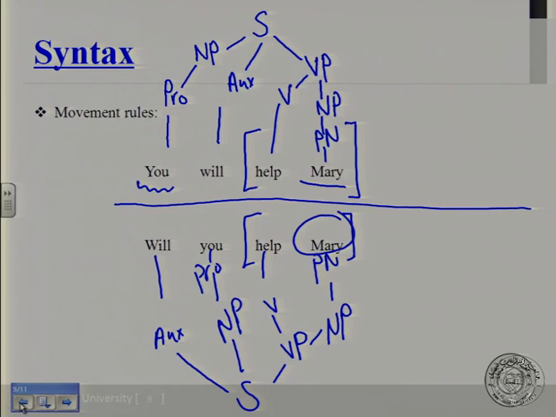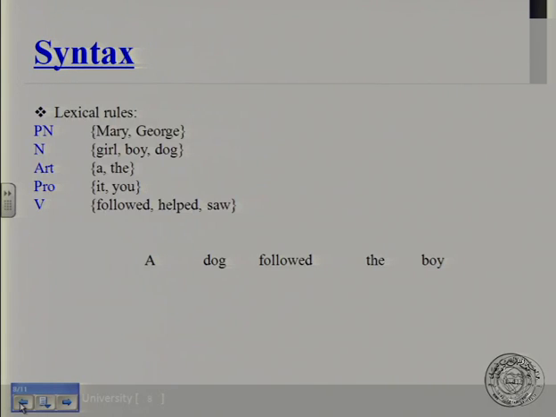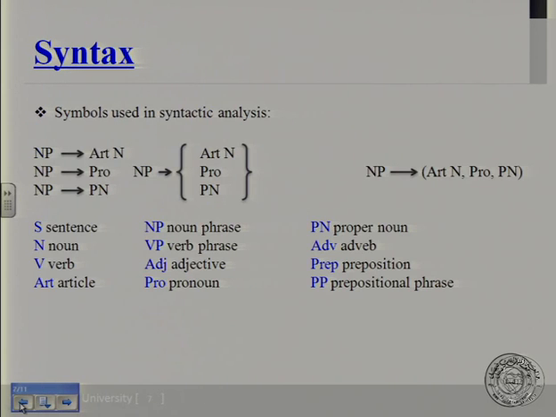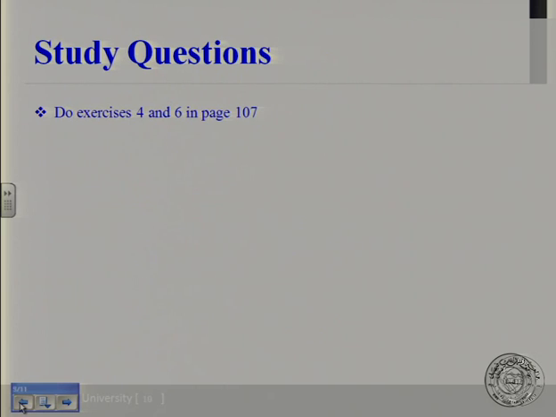We are just shifting the place of an auxiliary and the place of a pronoun. Please make sure to know the name of each part of the noun phrase and the abbreviations. A noun phrase could be an article plus noun, a pronoun alone, or a proper noun, in addition to the following shortcuts. Now please at home do some exercises. I have selected some exercises to be done, and these are very simple. Exercises 4 and 6 on page 107.